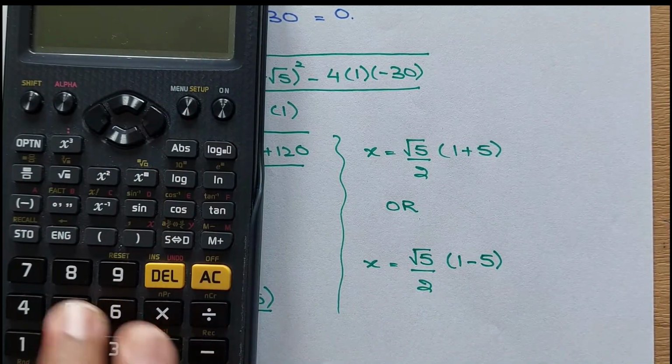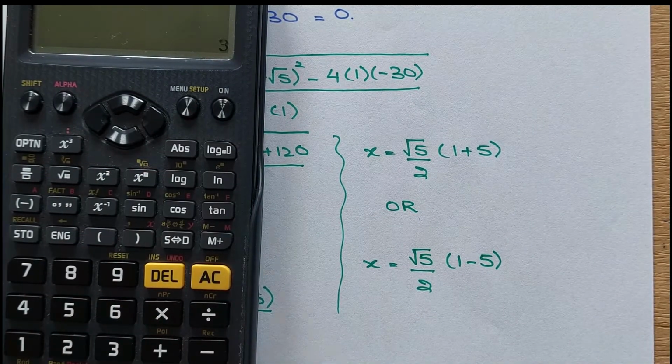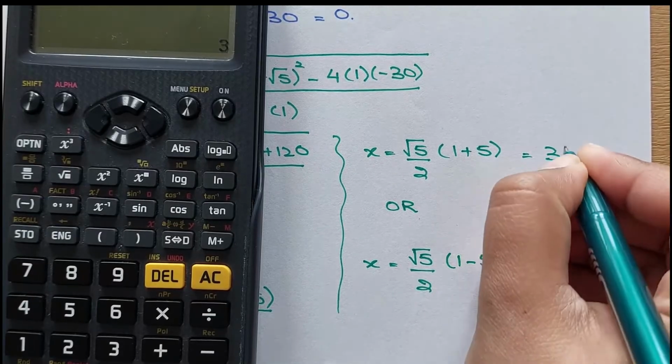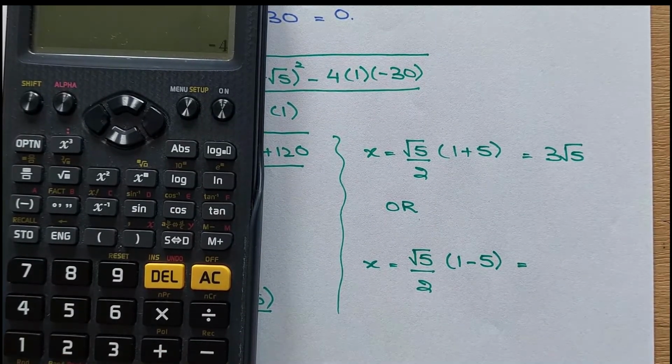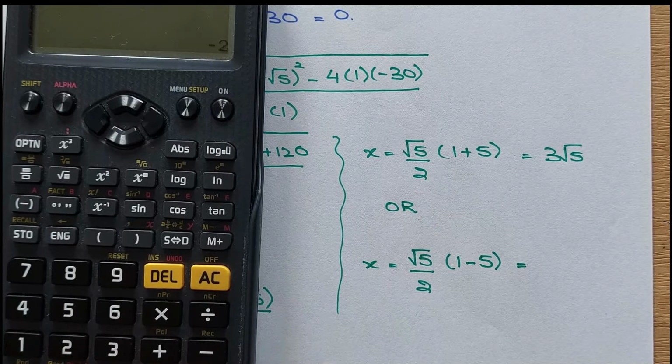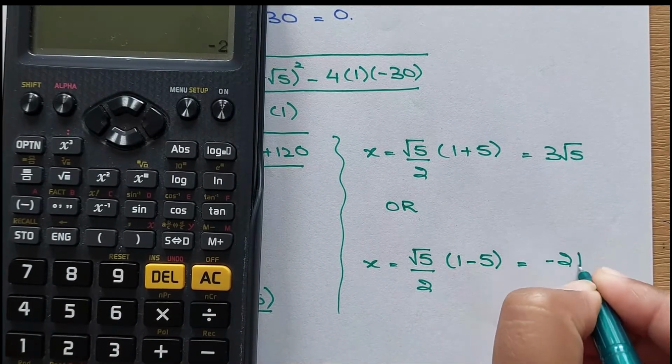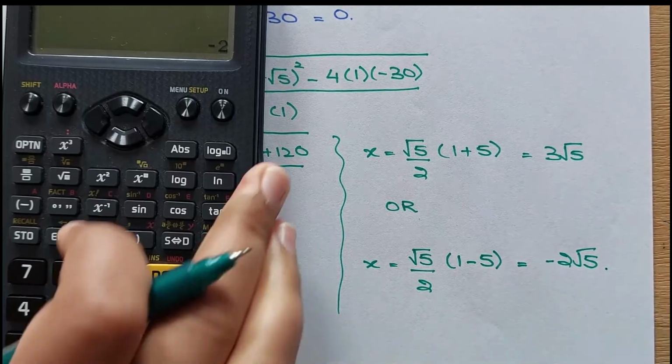So 1 plus 5 is 6 and 6 divided by 2 is 3. So this is 3 square root of 5. And from here 1 minus 5 is negative 4. Negative 4 divided by 2 is negative 2 square root of 5. Now we have two x values.